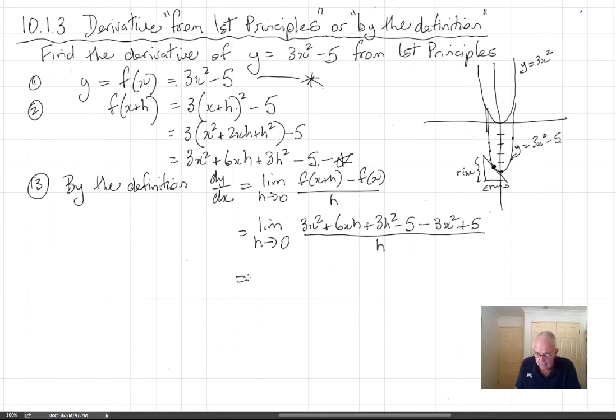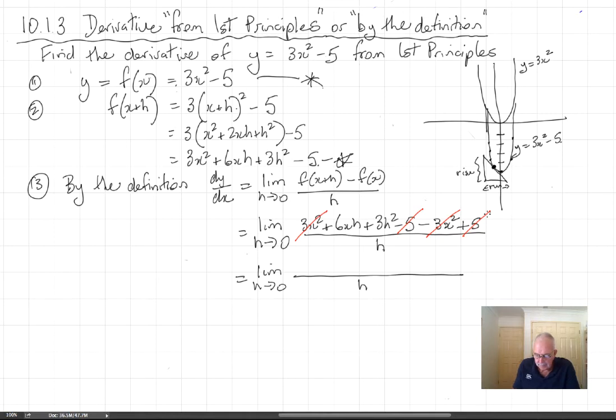Equals. We're still not in a position where we can put h equals 0 because we've still got division by 0. So we keep writing this limit as h approaches 0, and it's all over h. Now, let's see if we can cancel some things out. Let's use a red one for that. We've got 3x squared there and 3x squared there, so 3x squared minus 3x squared is 0, and we can cancel those out. What else can we cancel? There's no 6xh, there's no 3h squared. Oh, we've got a minus 5 and a plus 5, so they will go.